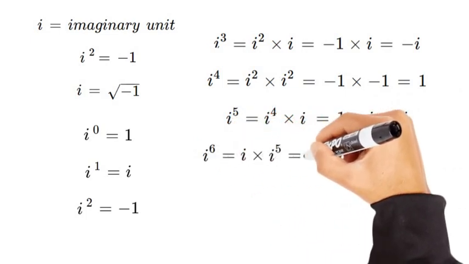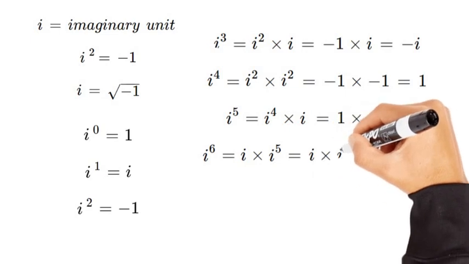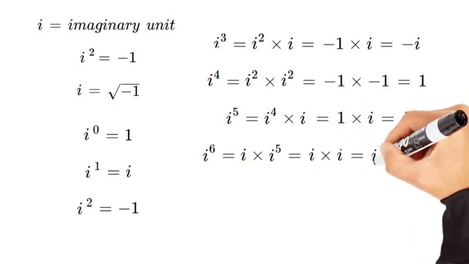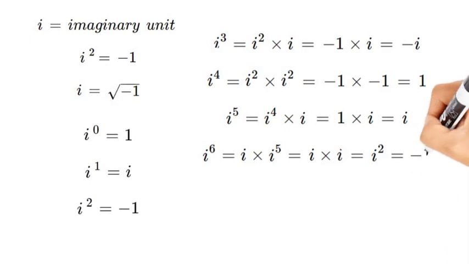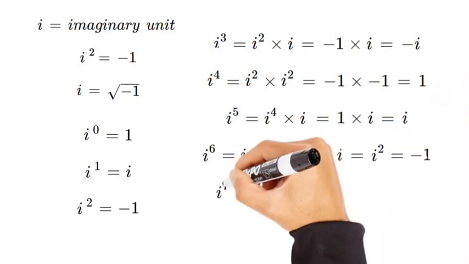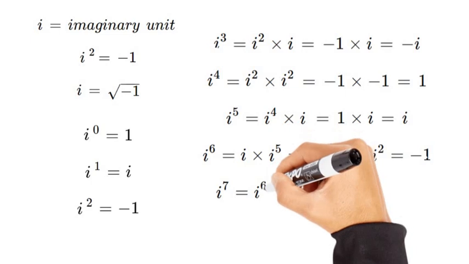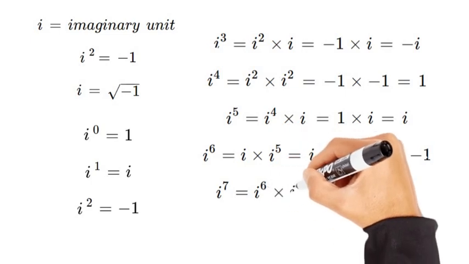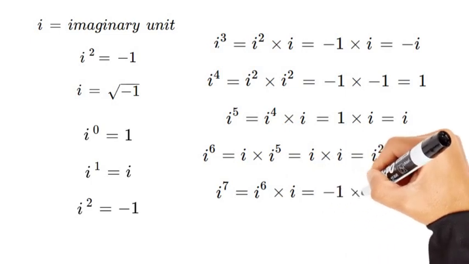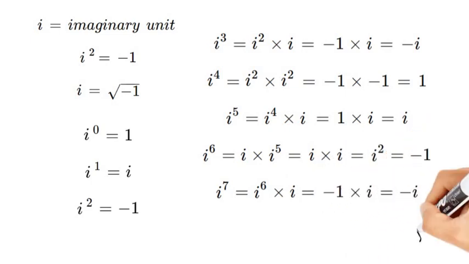Now i to the 6th. i to the 6th is the same as i times i to the 5th, which above we just solved is equal to i. So i times i would be i squared, which would then be equal to negative 1. Next we can do i to the 7th, which would equal i to the 6th times i. And we just solved that i to the 6th is equal to negative 1, and i is i, so therefore negative 1 times i is equal to negative i.